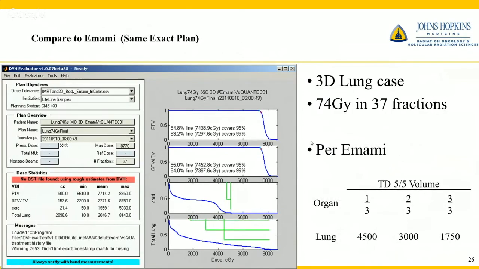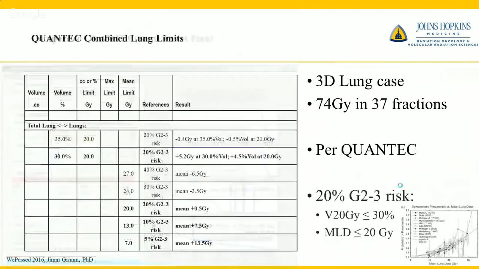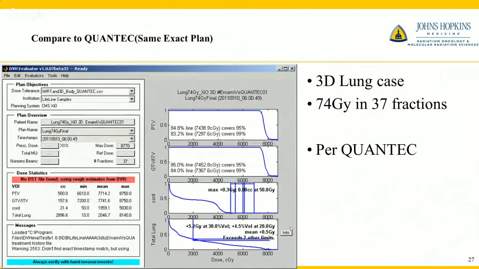Or you could look at Emami limits. It's just a drop-down list. And I have these colorized, so green is low risk and red is high risk if you exceed a red limit. So here you're below green. According to the Emami study, this is 5% risk level. But of course, like I mentioned back then, the endpoint wasn't too clearly defined. So this might be more like a grade 3 or something, whereas based on QUANTEC limits, you're over several of the limits.